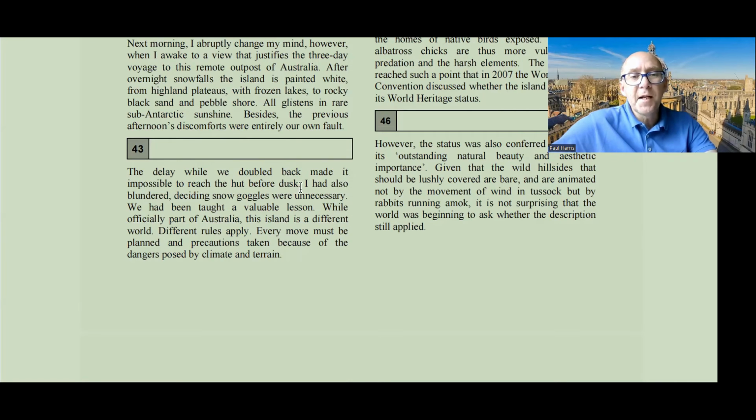Before dusk. Dusk is what happens when the sun sets. In the European time scale, it will perhaps be 5 or 6 o'clock in the evening. Perhaps where they are, that may well be a different time. But they're having to walk back to the hut before this time, and it looks like it's not going to be possible. So they're basically going to return to the hut in the darkness.